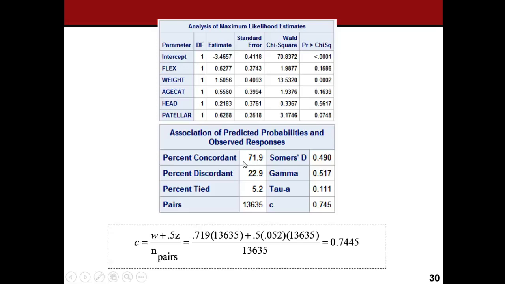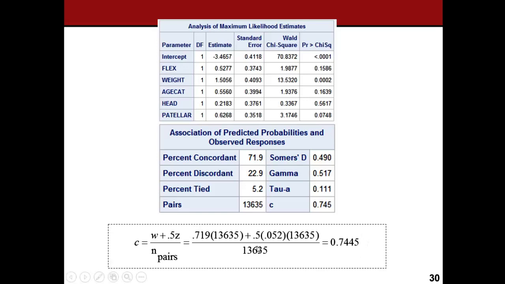And you can take this information, but you have to manipulate it a little bit because this is the percent, and this formula uses the total. So you have to say 71.9% of the total. You have to multiply it through, because the formula uses the total number of pairs, and this SAS output gives you pairs and then the percent of them. So you have to multiply it through to get the actual thing you want. We're okay with that. And then here it's 0.7445.